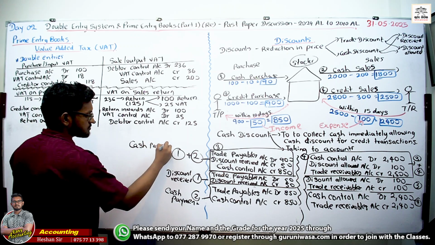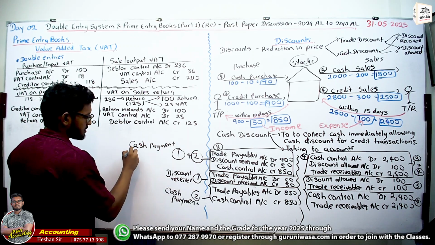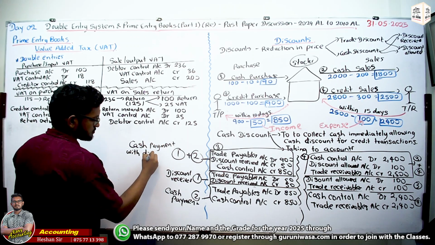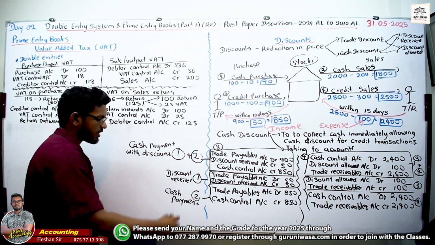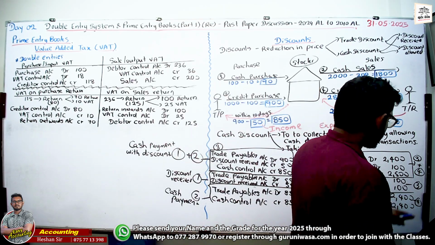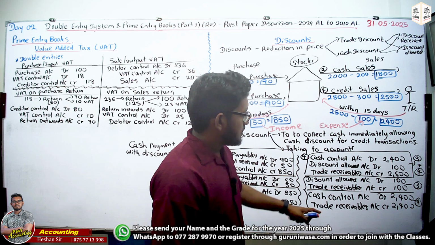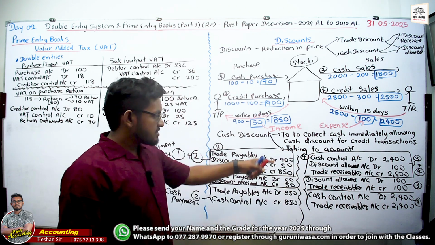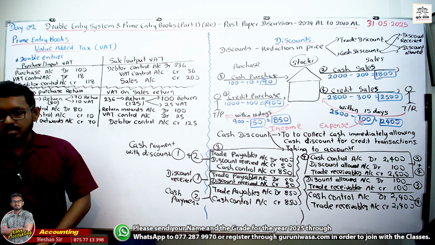Clearly, in here also you write: this is discount allowed, cash receipt, cash receipt with discount while allowing discount.